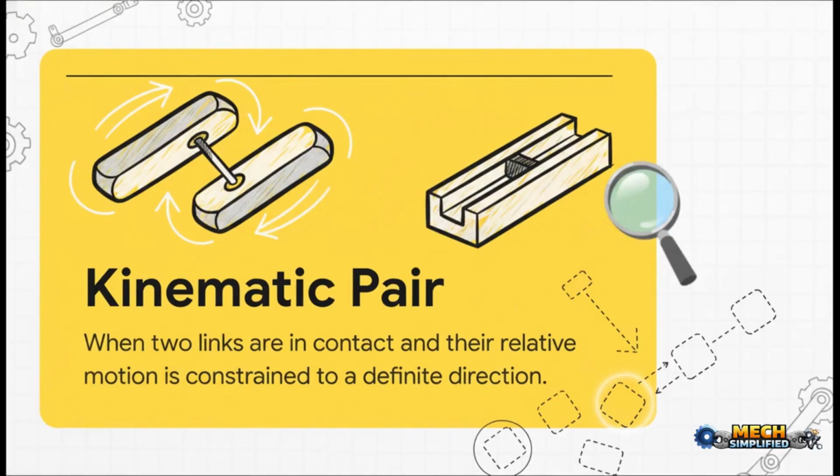Okay, so if a link is a letter, a kinematic pair is what you get when you stick two letters together. It's really just two links touching each other. But here's the key. Their movement has to be controlled. It's constrained, so they can only move in a very specific, predictable way relative to one another.